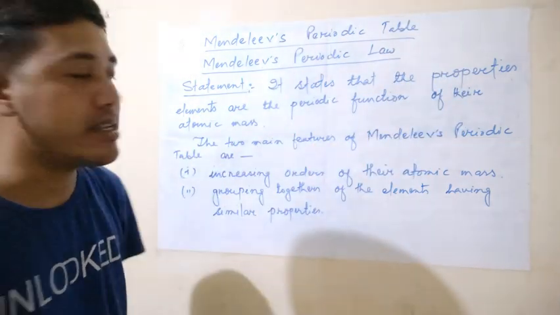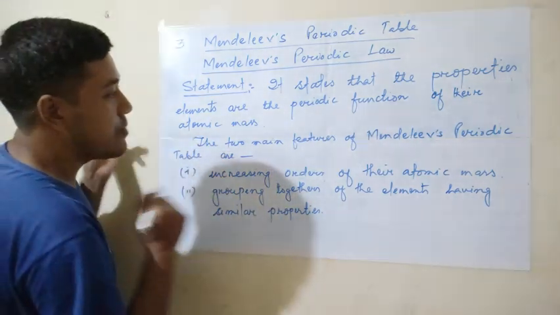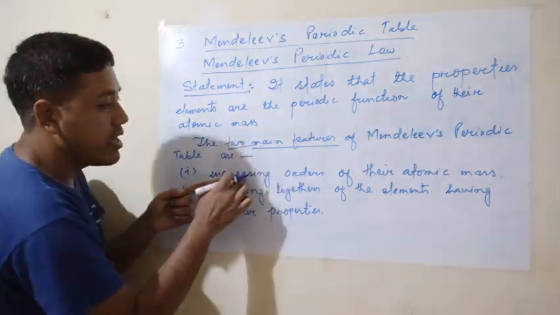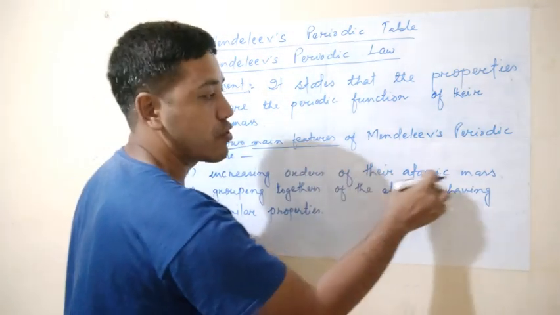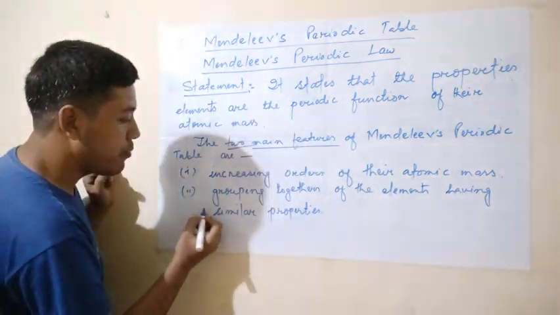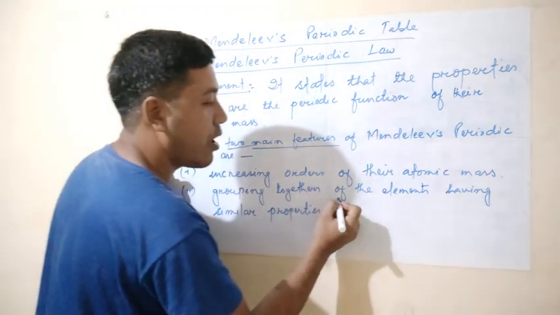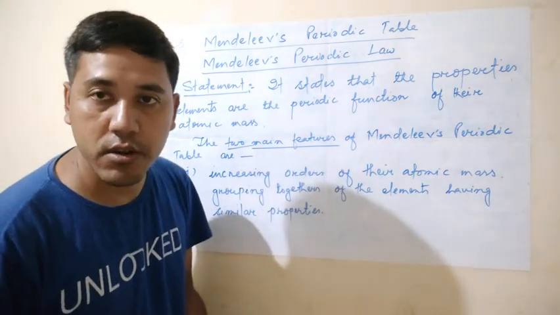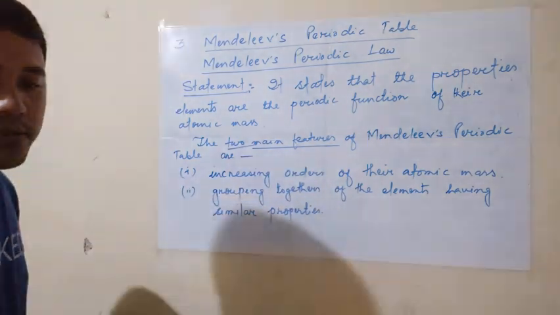Because of these formulas, he said that those elements which have similar formulas are put in the same group. That is why the two main important features mentioned here are, first, increasing order of their atomic mass, and the second point, grouping together of the elements having similar properties. Please copy down this one.